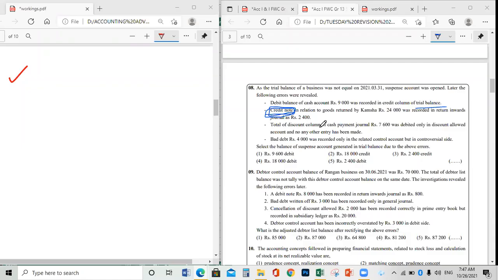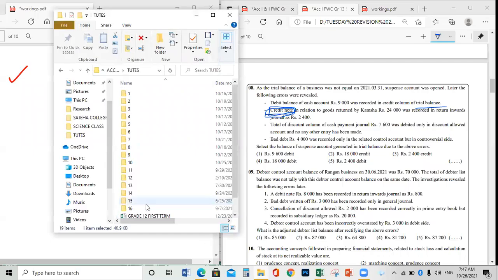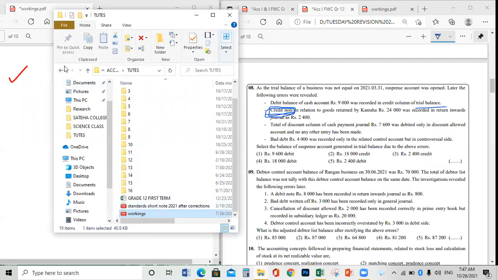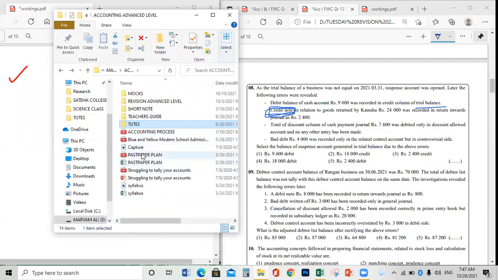Is only the return inwards account wrong, or both return inwards and trade receivable? Think and answer. What do you all think?